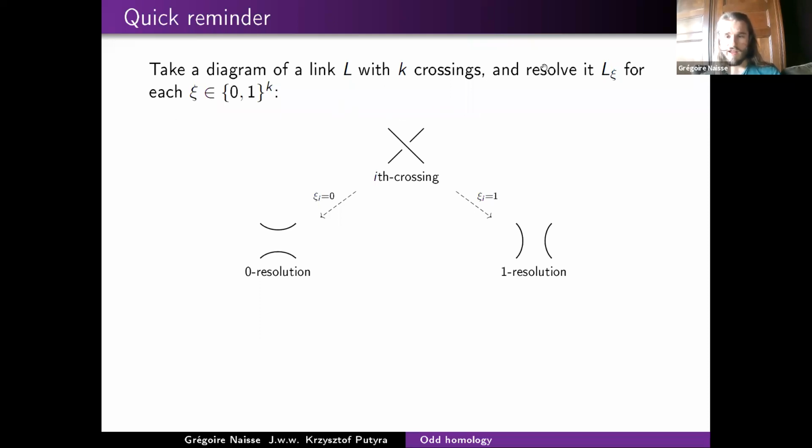Okay, so you start with a link and k crossings. And then for each crossing in your link diagram, so you should imagine here, for example, that your crossing is inside a big diagram. You choose a way to resolve it. You can do a zero resolution. So what it means is you replace your crossing here by this smoothing here locally. So you keep the whole diagram the same except at the level of the crossing. Or you can take a one resolution and you do it like this.